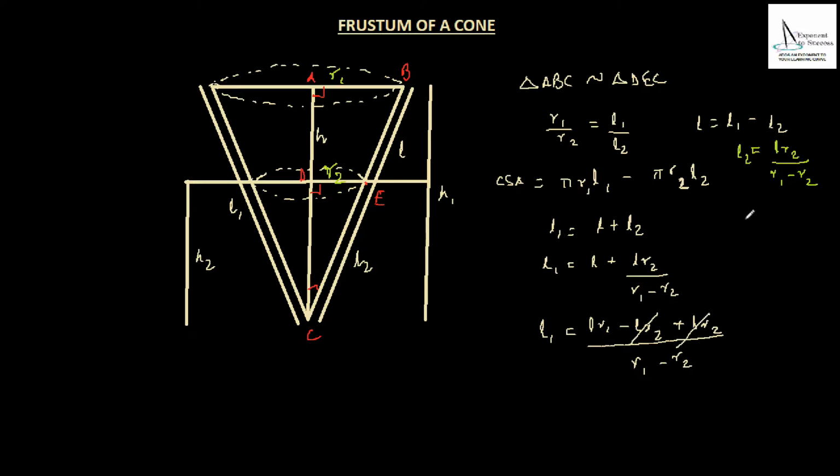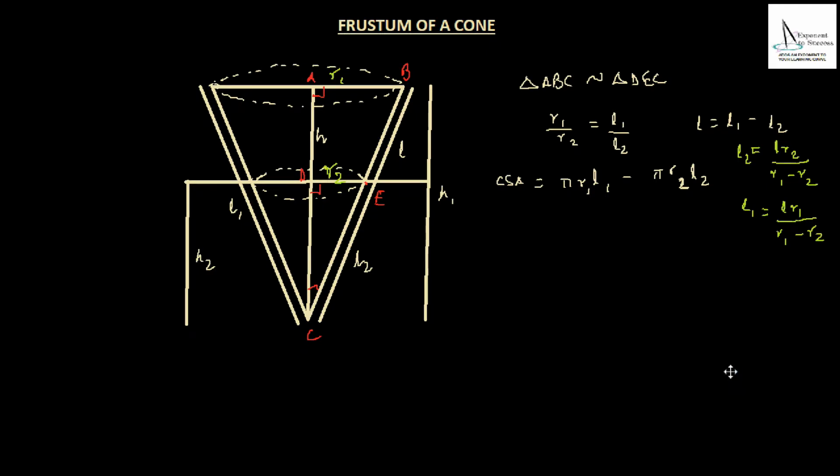So we can write that also here, that L1 is equal to LR1 upon R1 minus R2. Let me erase this thing also. And we can now substitute these values of L1 and L2 and find out the curved surface area of the frustum. So that becomes pi R1, and instead of L1 here, I can write LR1 over R1 minus R2, minus pi R2, and instead of L2 I can write LR2 over R1 minus R2.